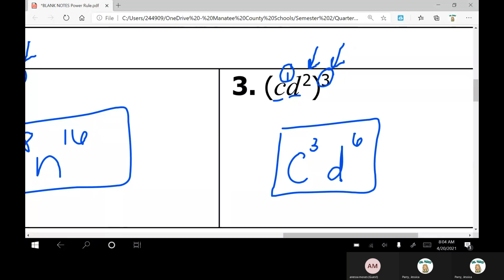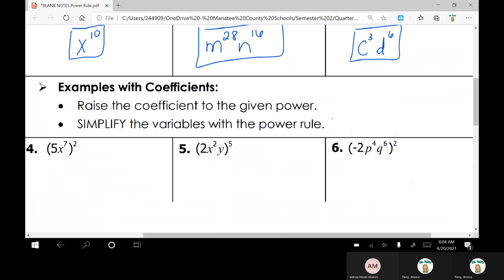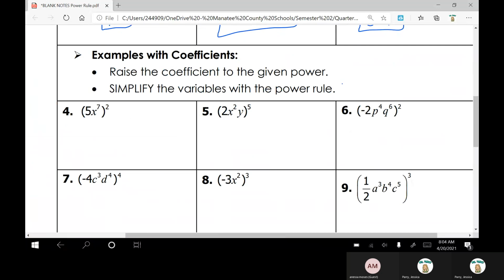Okay, so all you're really doing for the power rule is just multiplying your exponents. That's really how you do it with focusing on only the exponents, but sometimes you'll have some coefficients. So let's do some examples with coefficients. What you're going to do is raise the coefficient to the given power, and then you simplify using the power rule.